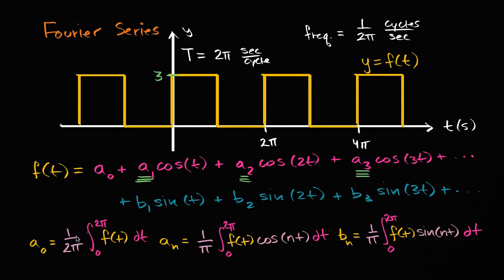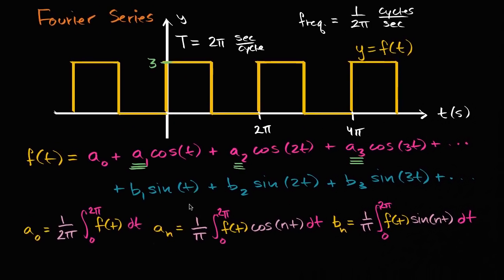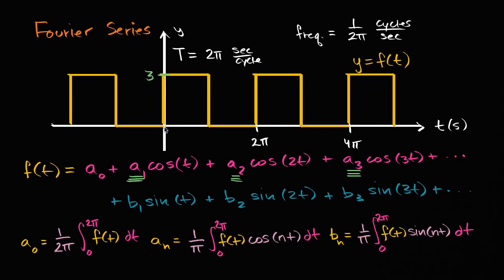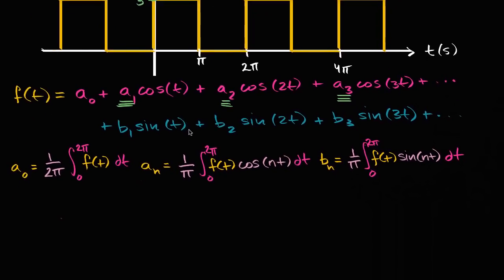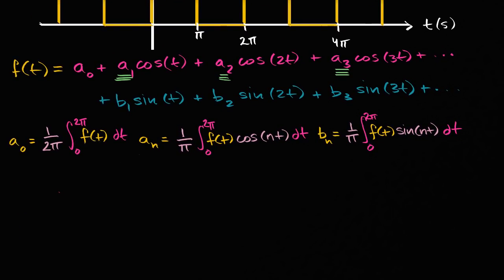But now let's actually evaluate a sub 0, a sub n, and b sub n for this particular square wave. So the key to realize is that our square wave between 0 and pi, because we're going to keep taking the definite integral from 0 to 2 pi, the key realization here is from 0 to pi, our function is equal to 3, and from pi to 2 pi, our function is equal to 0. So all of these definite integrals, I'll do it once, and then we'll see that trend.